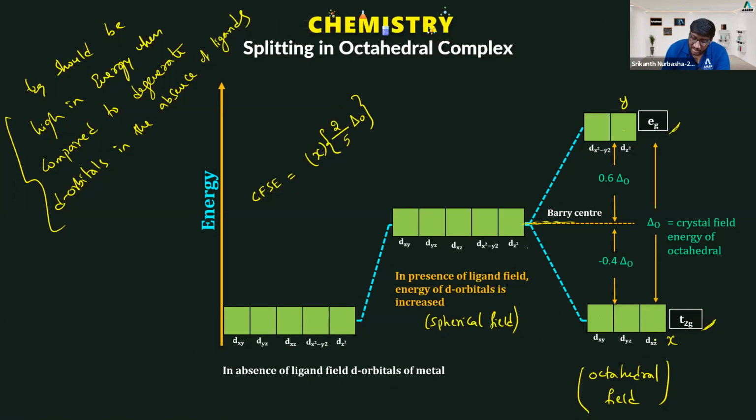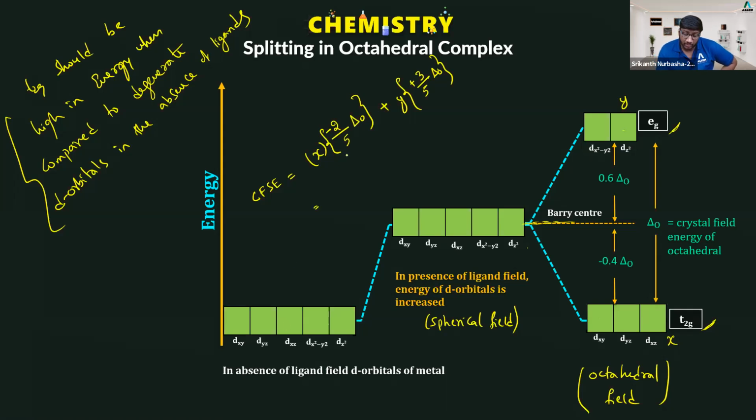Since energy is decreased for the T2G, minus symbol. X is the number of electrons in the T2G, into minus 2 by 5 delta naught, plus Y is the number of electrons in the EG. How much energy is increased for Y? For the EG set, I don't know. What I know is the amount of energy increased for the EG level should be compensated by the 3 d orbitals which were decreased in energy. So 3 by 5, and the EG level has been increased, so plus sign, 3 by 5 delta naught. So X into minus 2 by 5 delta naught plus Y into 3 by 5 delta naught.